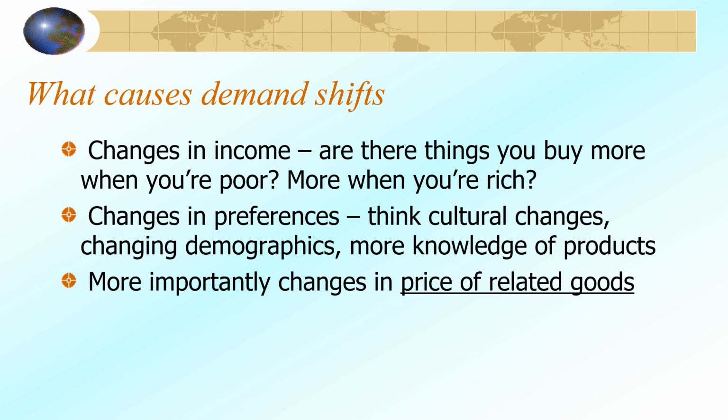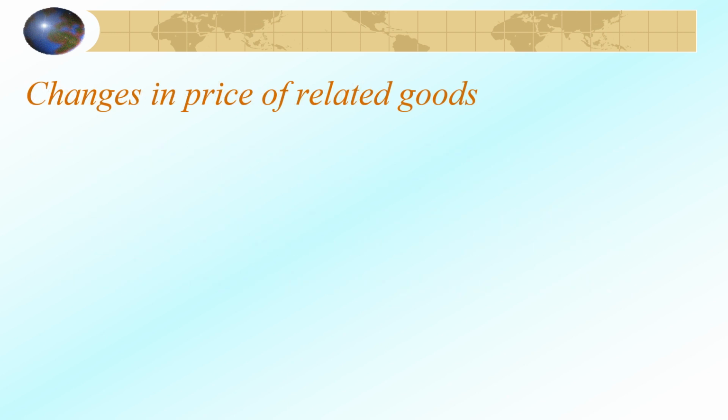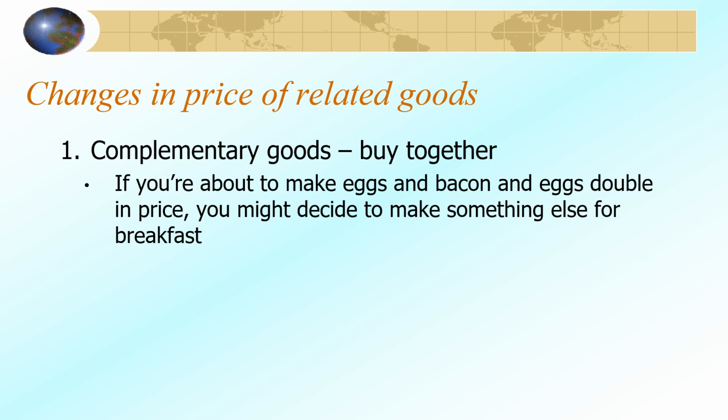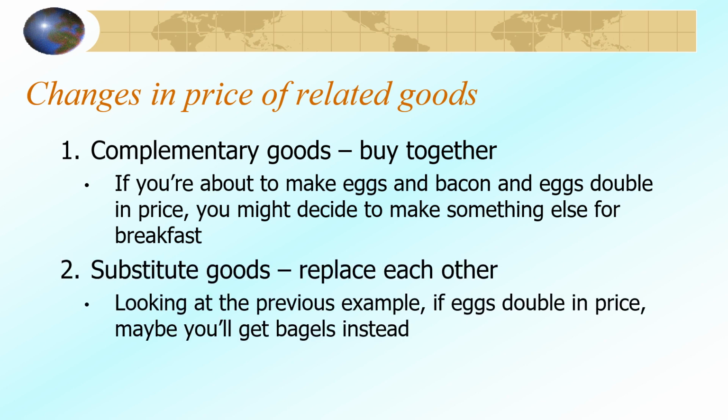And the last really important topic is changes in the price of related goods. This is actually a special type of change in preferences. So don't be confused. When the price of related goods changes, it's going to cause a change in preference, and that's going to cause one of these demand shifts. And it can either be to the right or to the left. In fact, the price of related goods is so important that this requires a little bit more detail. And there are actually two different types of related goods: complementary goods and substitute goods.